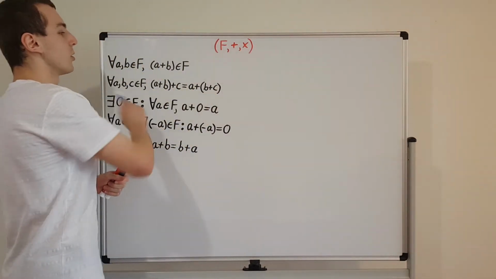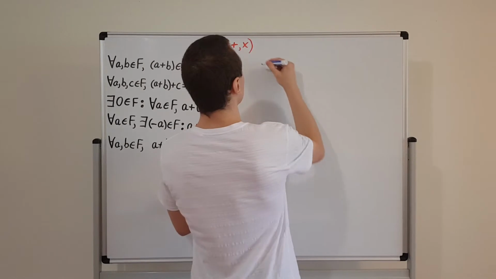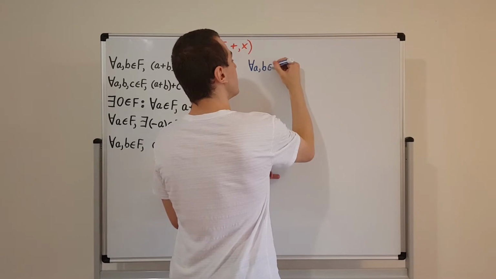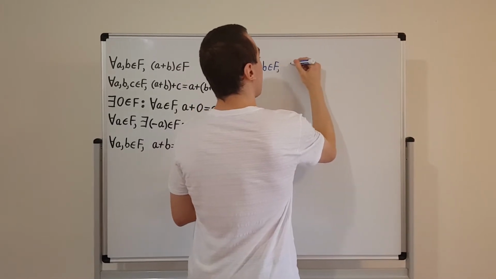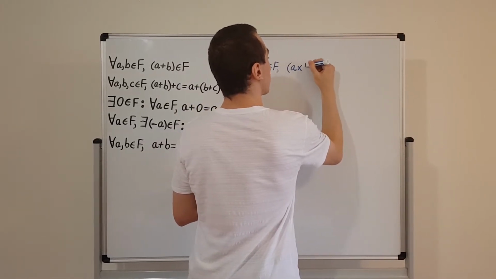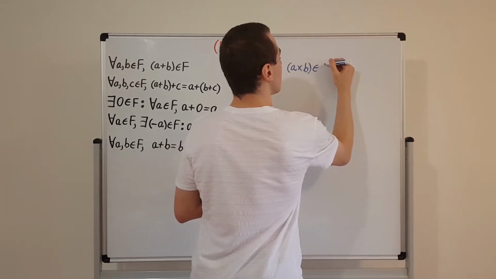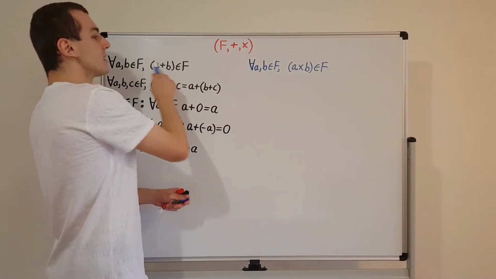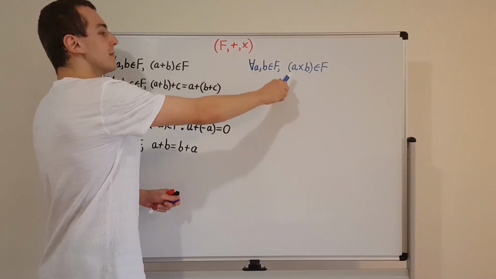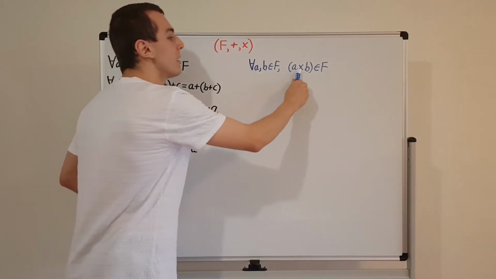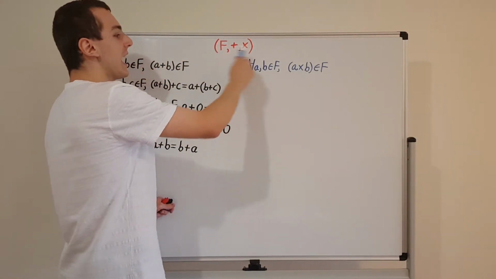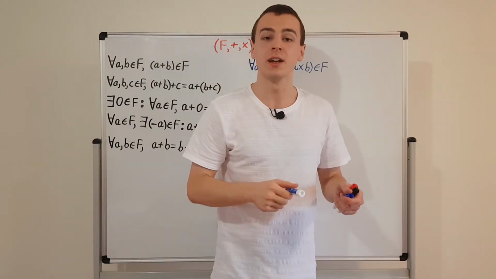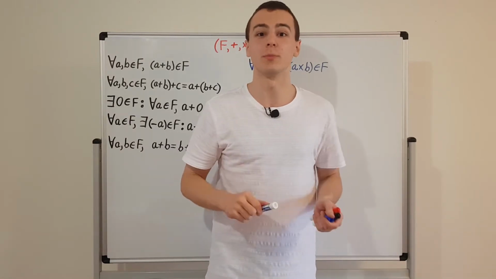So for closure, we also have an analogous property in multiplication. For all a and b that are elements of the field, we want a times b, or the product of a and b, to also be an element of the field. So this is analogous to this guy. The only difference between these two axioms is that here we have an addition sign, and here we have a multiplication sign. So both addition and multiplication are closed. Or you could say the field is closed under addition, and the field is closed under multiplication.